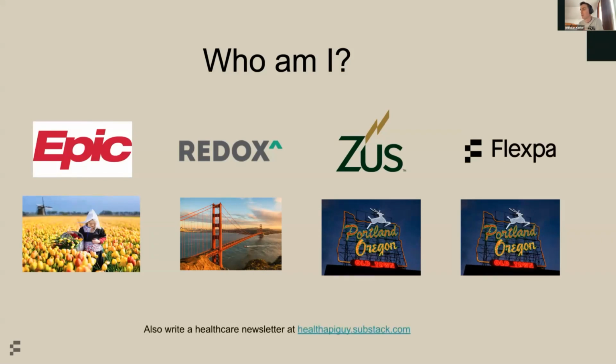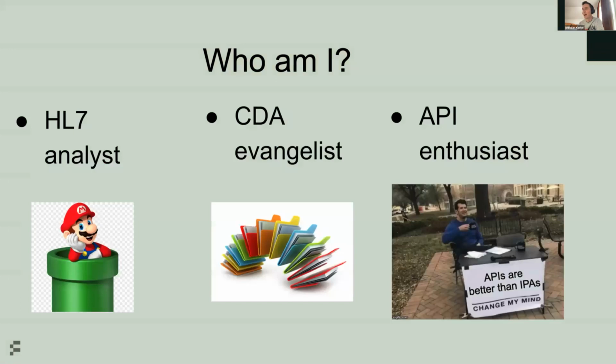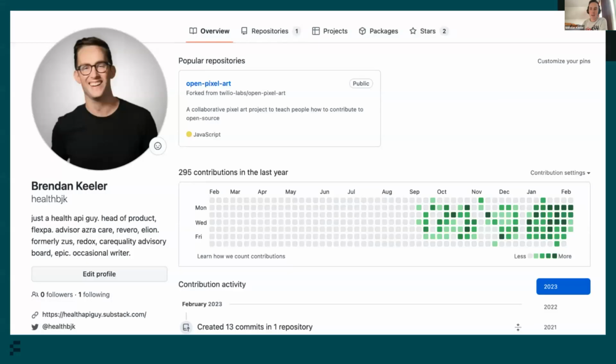So I also write an API newsletter, including FHIR, that you can check out at helpapiguide.substack.com. And it's very infrequent, but hopefully rich content. So yeah, started as HL7 analyst, like Mario, loving pipes, went to CDA evangelist in the Netherlands, helping them stand up some BHZ Nictus stuff, some document exchange, and then have pivoted to APIs. Anyway, I may be ahead of product, but I do commit. So there's my street cred.